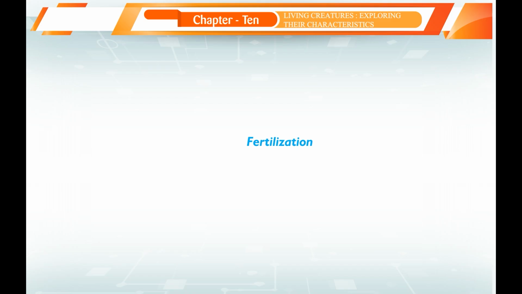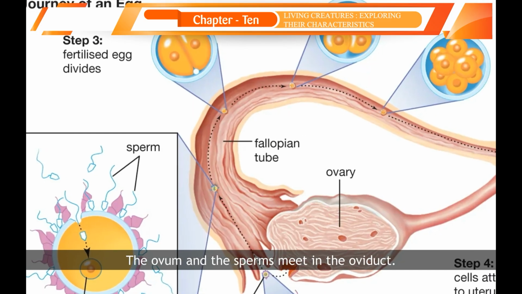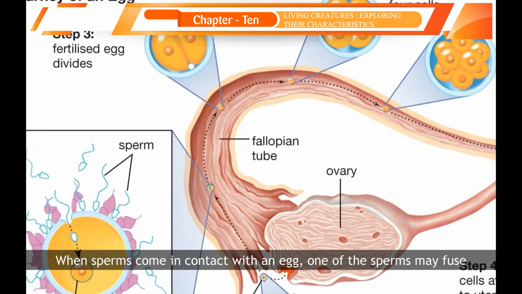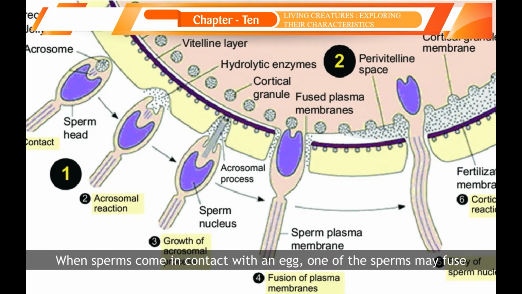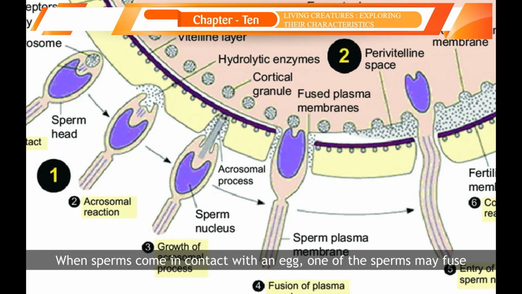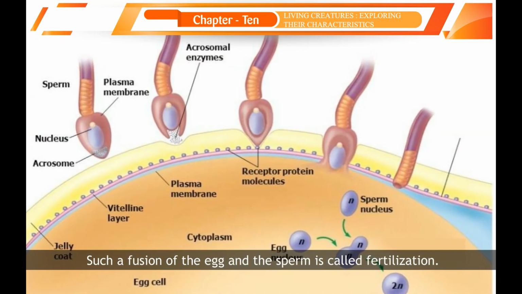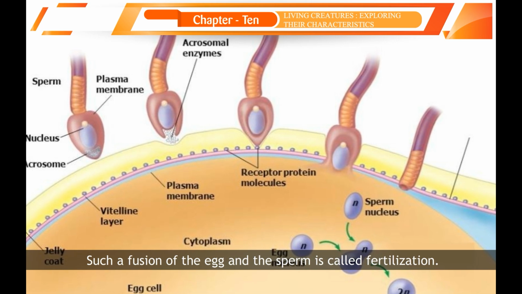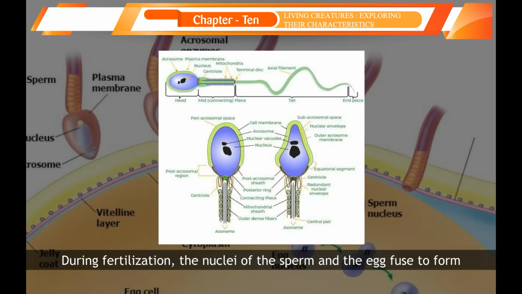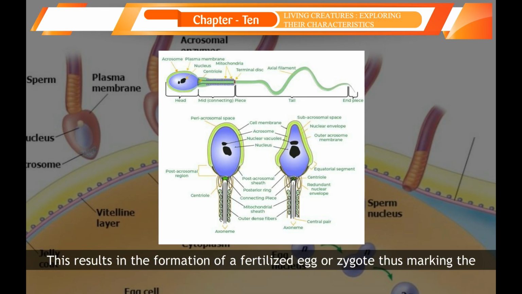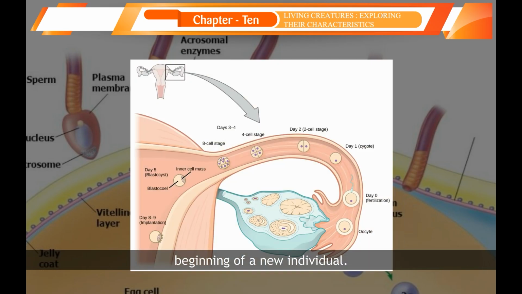Fertilization. The ovum and the sperms meet in the oviduct. When sperms come in contact with an egg, one of the sperms may fuse with the egg. Such a fusion of the egg and the sperm is called fertilization. During fertilization, the nuclei of the sperm and the egg fuse to form a single nucleus. This results in the formation of a fertilized egg or zygote, thus marking the beginning of a new individual.